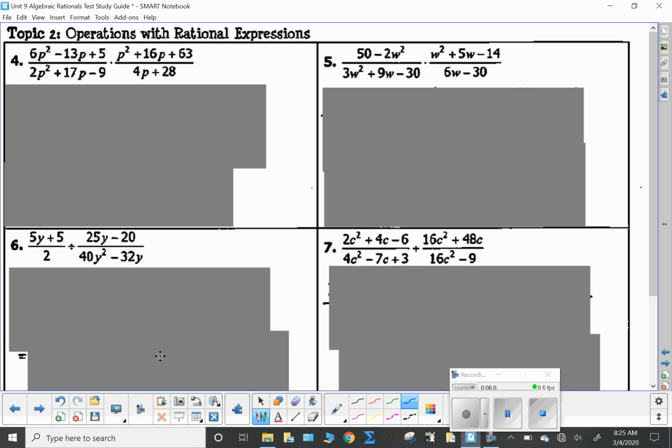So, with multiplication, it's really no different than what we did before. Except now I have to factor 6p squared minus 13p plus 5, and I'm going to factor p squared plus 16p plus 63. Then I'm going to factor both of the denominators. This denominator over here is pretty easy. This one's just 4 times p plus 7. This one up here, that's p plus 9 and p plus 7.